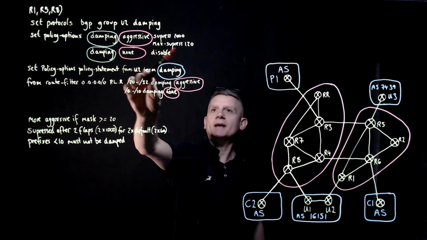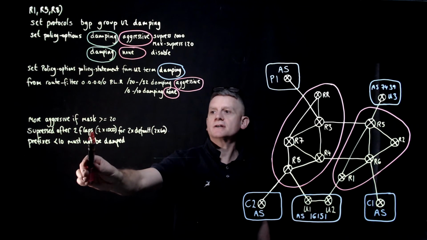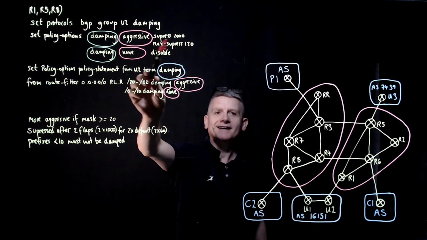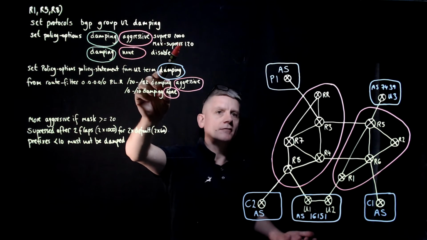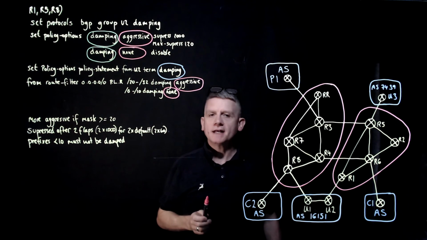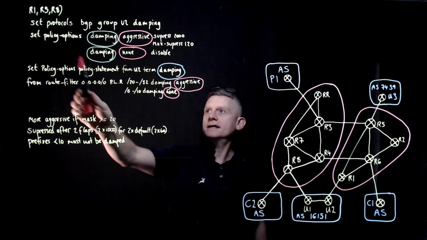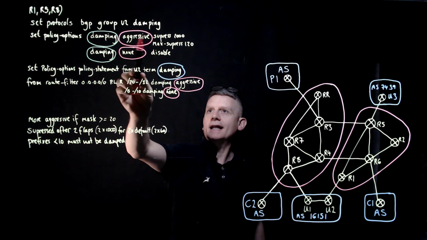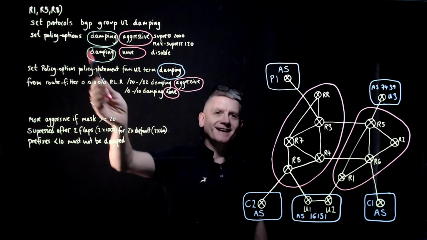So what we have here is a maximum suppression of 120, which is 2 times 60, and we've got suppression after 2 flaps, which is basically each flap will effectively decrement or increment 1000. So there we have it, that's damping. Looks a little bit confusing. The real key here is that this keyword here allows us to define these damping sets, and that's directly in policy-options.